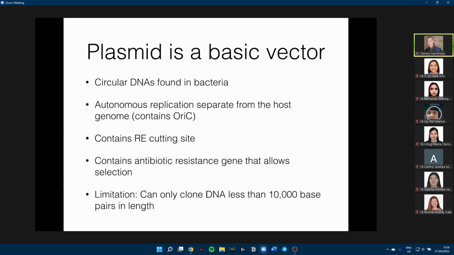So plasmid vector, like I said, is the most basic of all vectors. This is actually a piece of closed circular DNA found in microorganisms, and this is distinct from the bacterial genome. For a plasmid to be useful as a vector, it should contain three DNA sequences. The first is it should contain an ORI.